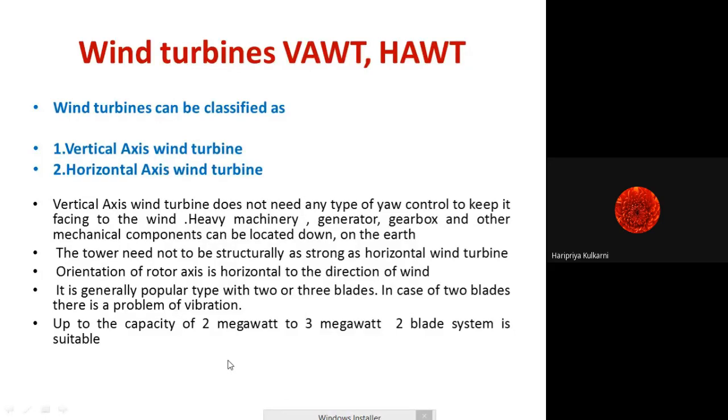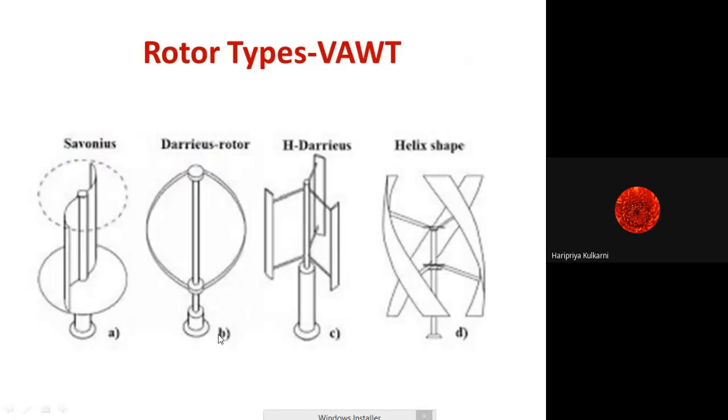From a design point of view, for capacities of 2 megawatt to 3 megawatt generation, generally a two blade system is suitable. And for less than 2 megawatt systems, all small turbines, we go for a three blade system because the vibration problem is not there, but the speed is less. So this is what we have already studied.